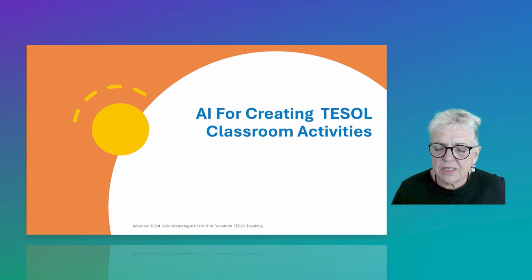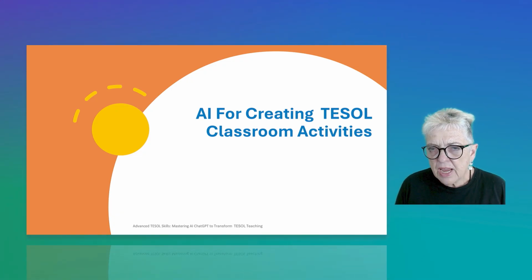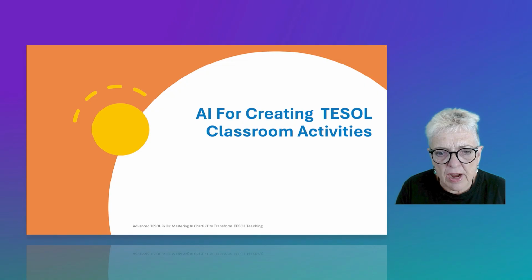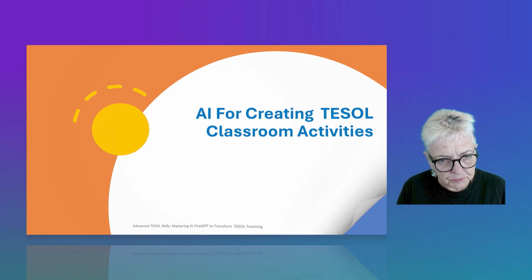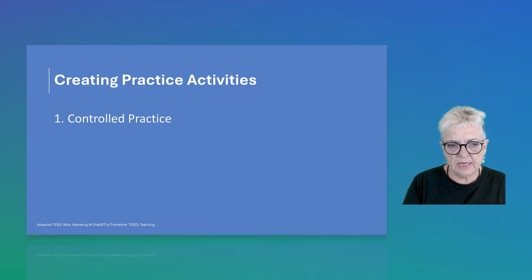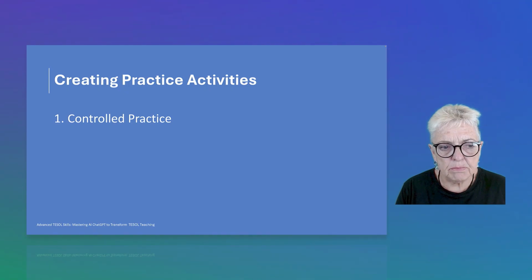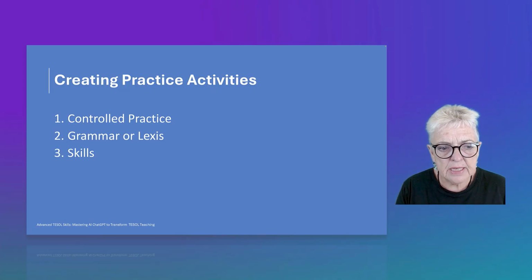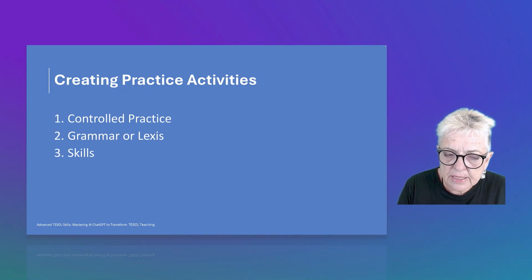In this section, I want to look at how AI can be used to create lots of different types of activities. It can be short activities that you feed into your lesson to up or down the pace or give a little bit of variety, or it can be a whole lesson. It can be used for controlled practice, very good at creating controlled practice activities with the right prompts. It can be used for grammar, lexis, vocabulary, function. It's very good with this. And skills, including speaking skills.